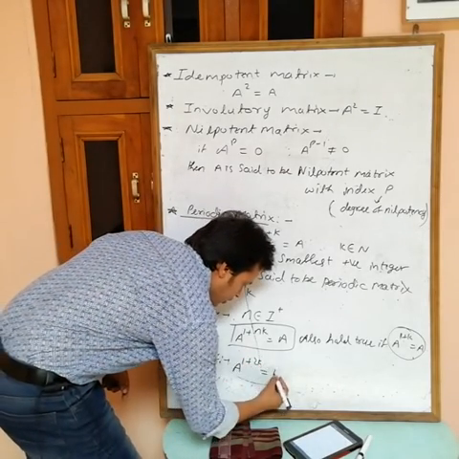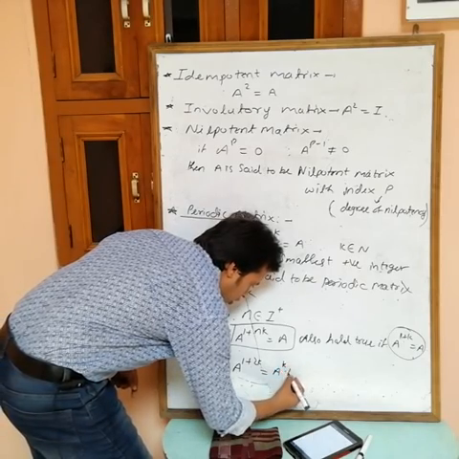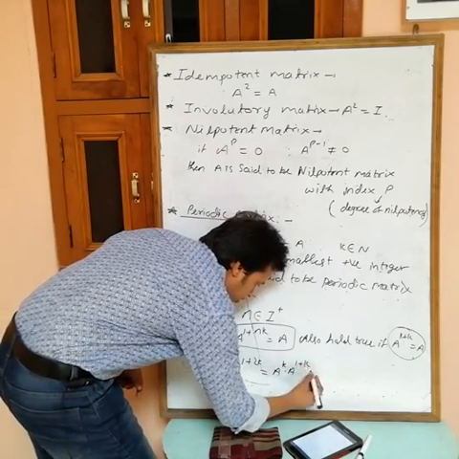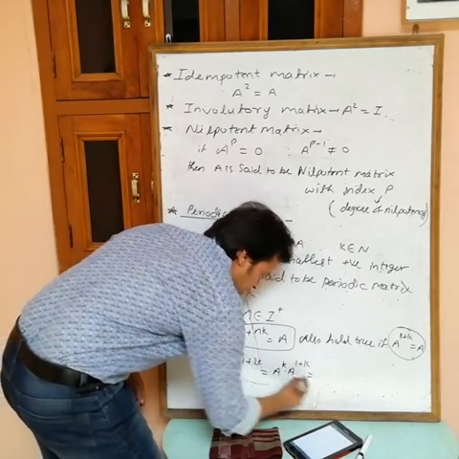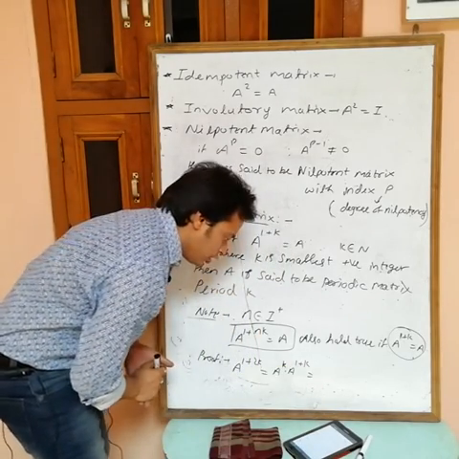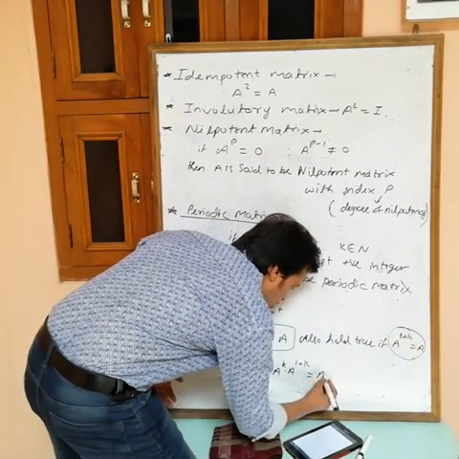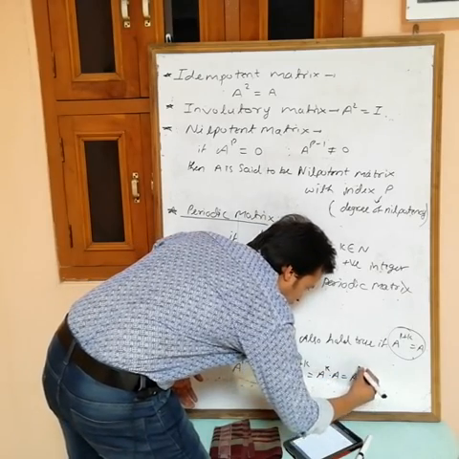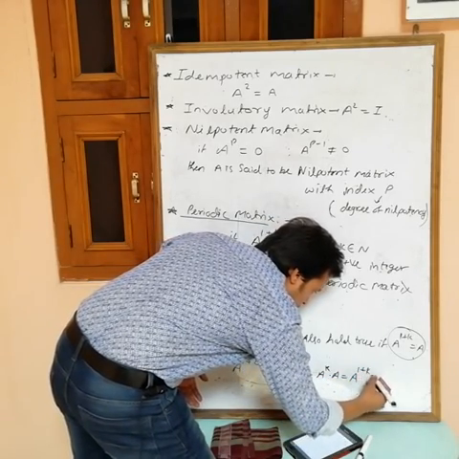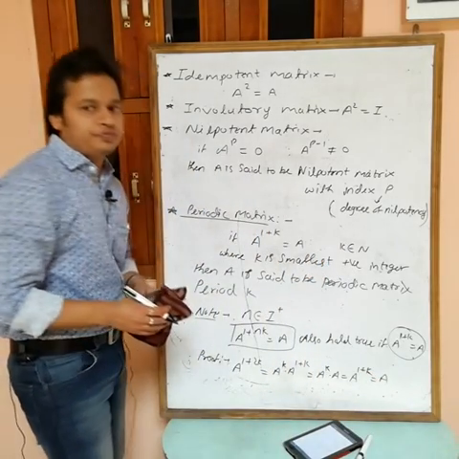Now I can write this as A power k into A power 1 plus k. Obviously, again we are getting the same power of A, A power 1 plus 2k. Now A power 1 plus k is equal to A, so A power k and this is A. Then again if you multiply, we are getting A power k plus 1, or 1 plus k, the same thing. Now A power 1 plus k is equal to A, hence proved.